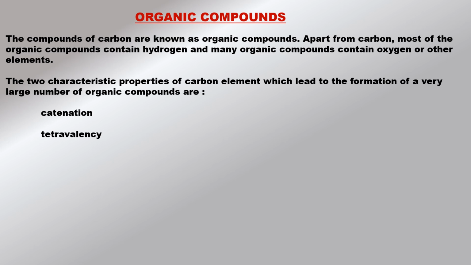Carbon compounds, or organic compounds, are covalent compounds having low melting points and boiling points. The low melting points and boiling points of the above carbon compounds show that the forces of attraction between their molecules are not very strong. So, they are covalent compounds. Most of the carbon compounds are non-conductors of electricity. This also shows that carbon compounds are covalent in nature. They do not contain ions.